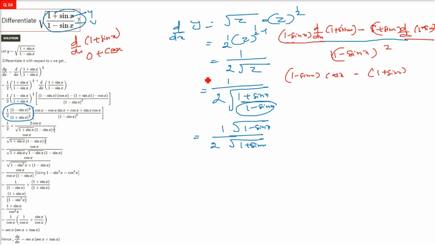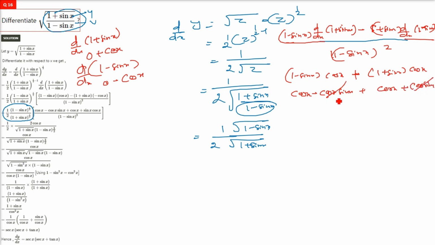And d by dx of 1 minus sin x will be: d by dx of 1 is 0, and the negative comes just like that, sin x gives cos x. So you have a negative cos x, minus cos x. I've just changed the sign, and you can presume that something is going to be cancelled. So this will be cos x minus sin x cos x, plus cos x plus cos x sin x. These two get cancelled. In the numerator you get 2 cos x. (1 minus sin x) whole square in the denominator.